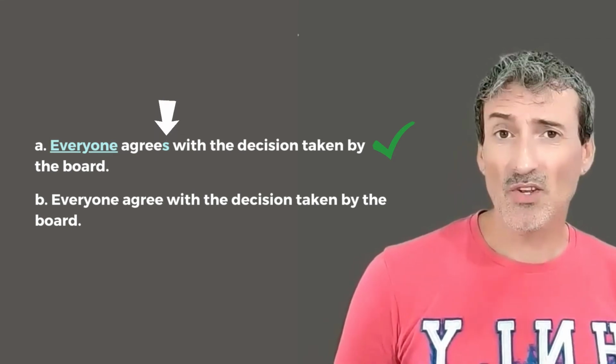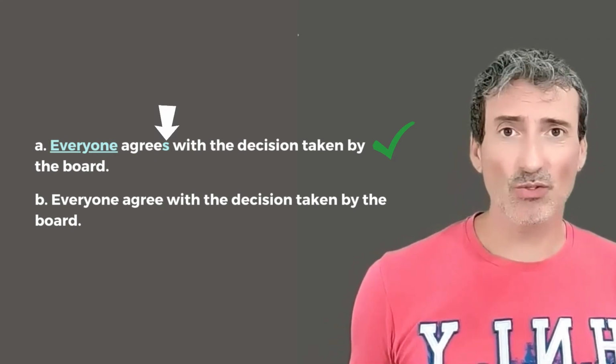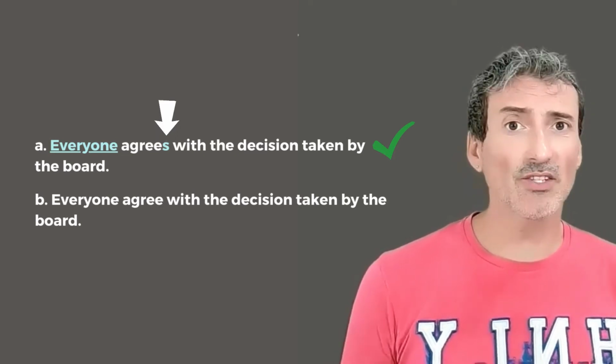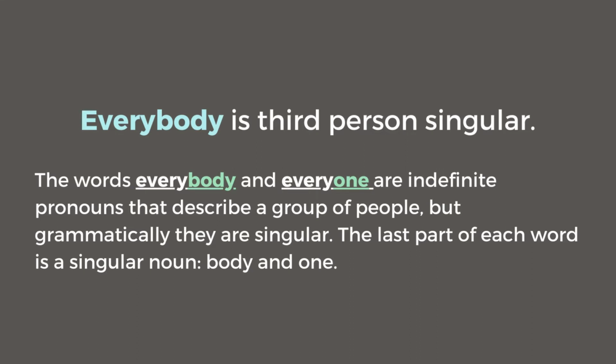The subject is everyone. This subject is a simple subject, just one word, no modifiers, and we have the verb right after it. Everybody is third person singular. The words everybody and everyone are indefinite pronouns that describe a group of people. But grammatically, they are singular. The last part of each word is a singular noun, body and one. Therefore, they are treated as singular subjects.